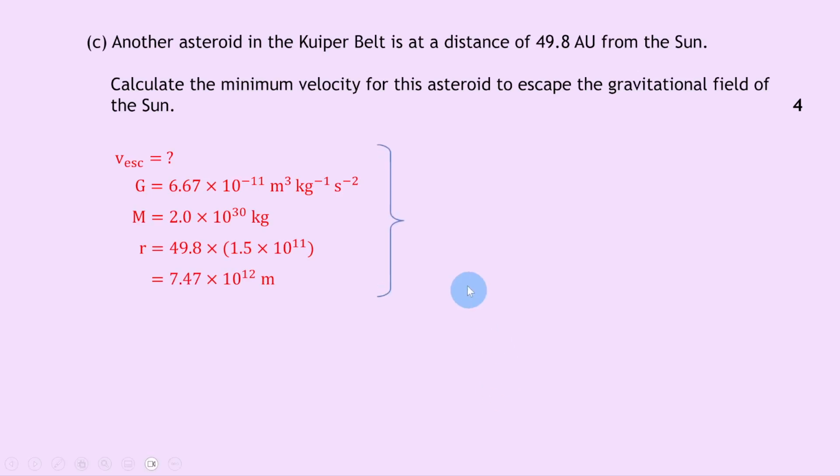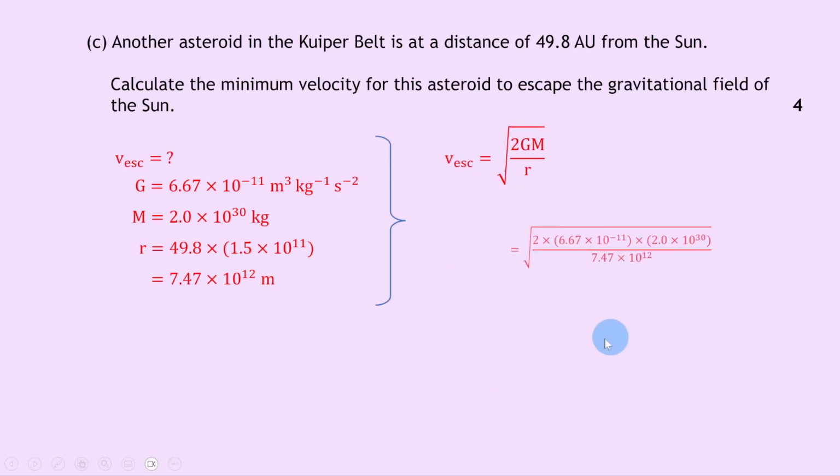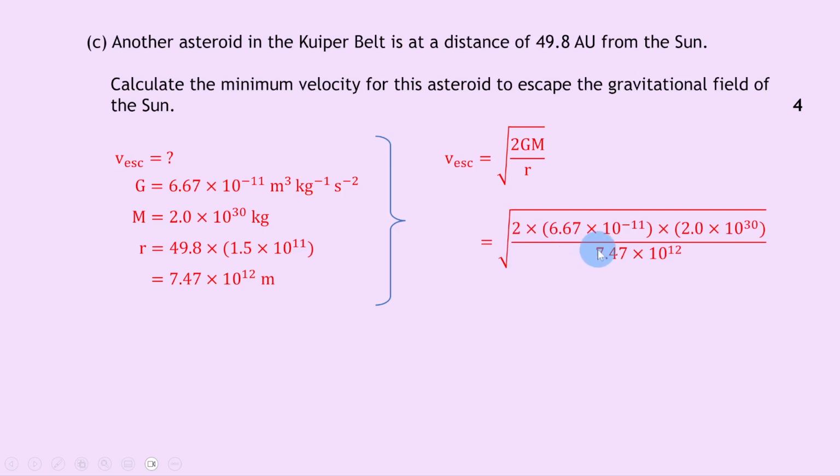Writing down our equation for escape velocity, we have v escape equals the square root of 2GM over r. Substituting in the numbers gives the square root of 2 times 6.67 times 10 to the minus 11 times 2.0 times 10 to the 30 divided by 7.47 times 10 to the 12. And if you put that into your calculator, you should get an answer of 6.0 times 10 to the 3 meters per second.